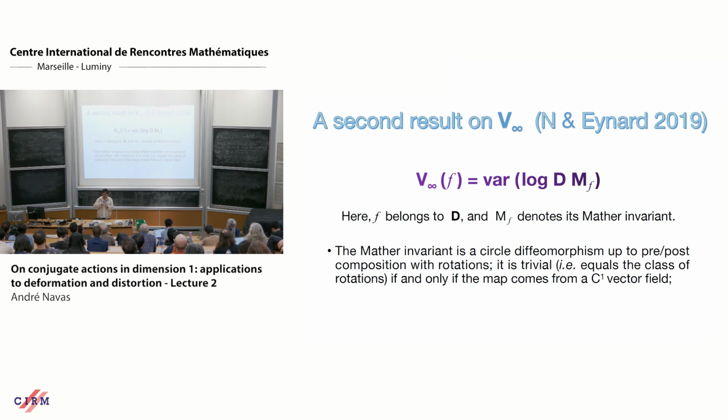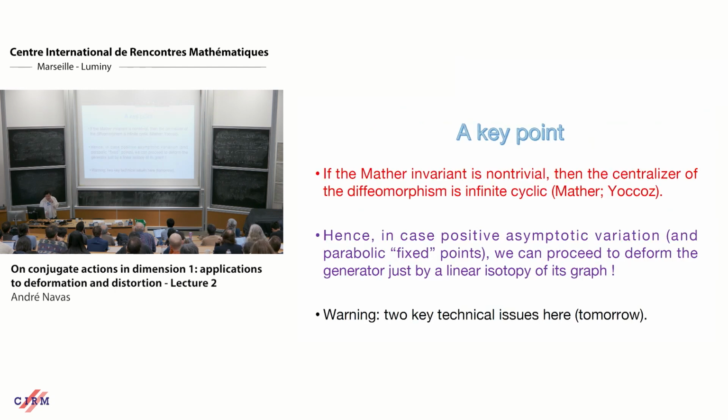And this is not at all the generic case. The generic case is when these two vector fields are different. Okay? But it turns out that this is what I claimed yesterday. This is the key point in order to solve the question. If the Mather invariant is non-trivial, which is the difficult case to deal with, because in that case the asymptotic variation is positive and we cannot play this game of conjugating, there is a theorem of John Mather, which is not difficult at all, that says that the centralizer is infinite cyclic.